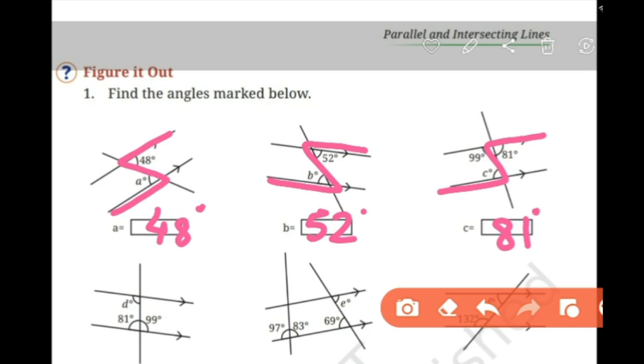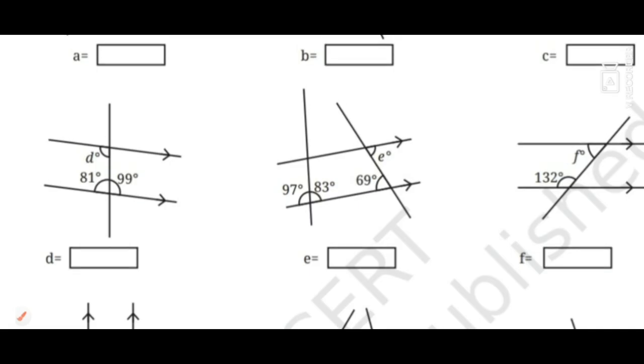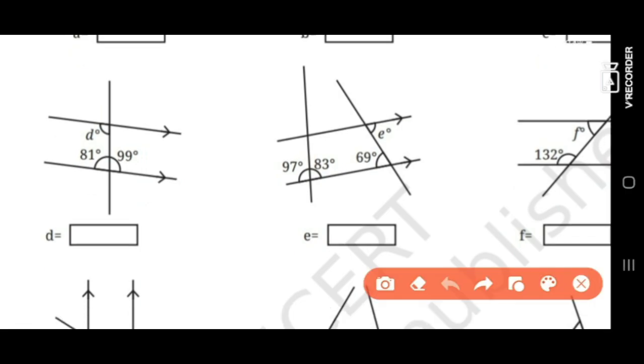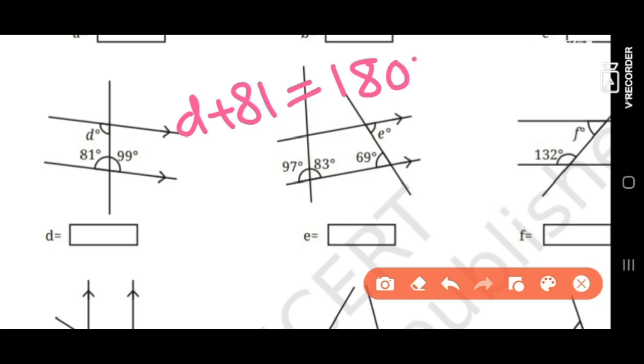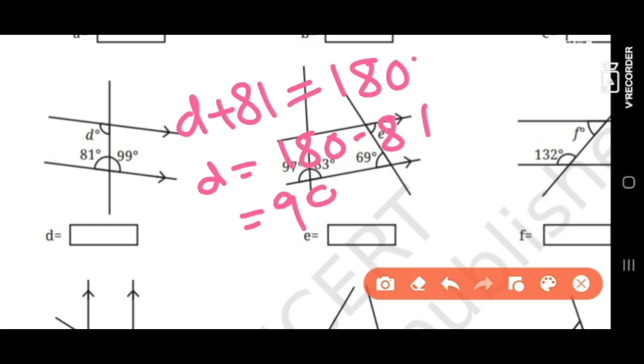Moving on to the next. Now in this case, we have to find the measure of angle D. Now angle D and 81, they both are on the same side of the transversal and in the inside region. So that means D and 81, their sum will be 180 degree, as we have learned that both of these are co-interior angles. So we can find it as 180 minus 81, which will give us 99.